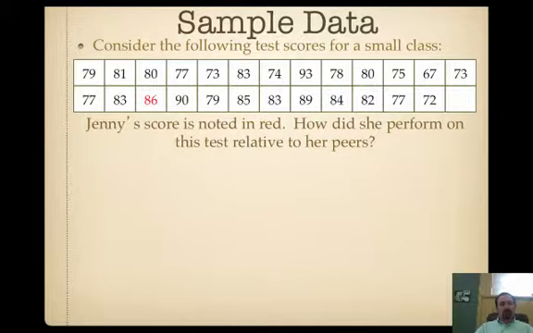All right, so what we start with here is some sample data, okay? We've got a bunch of data, and these are test scores for some small class. Jenny, our student, is noted in red. So she got an 86, and you can take a look at the rest of the data. The question is, how well did she perform on this test relative to everybody else in the class?